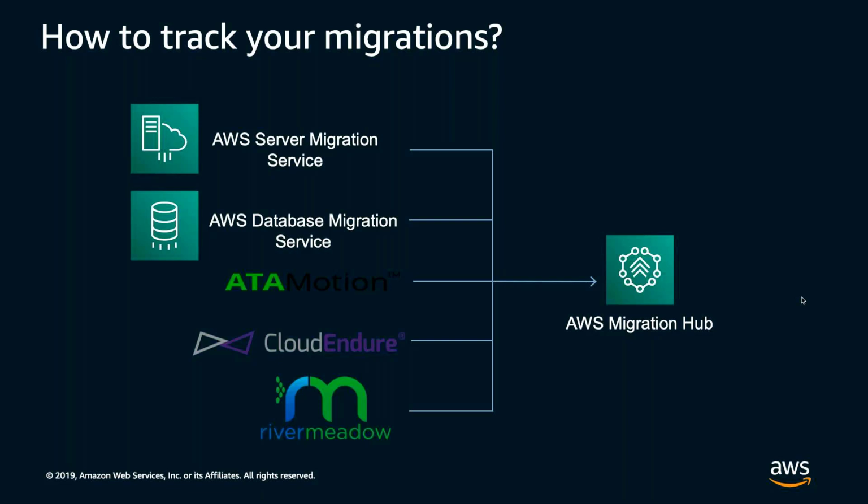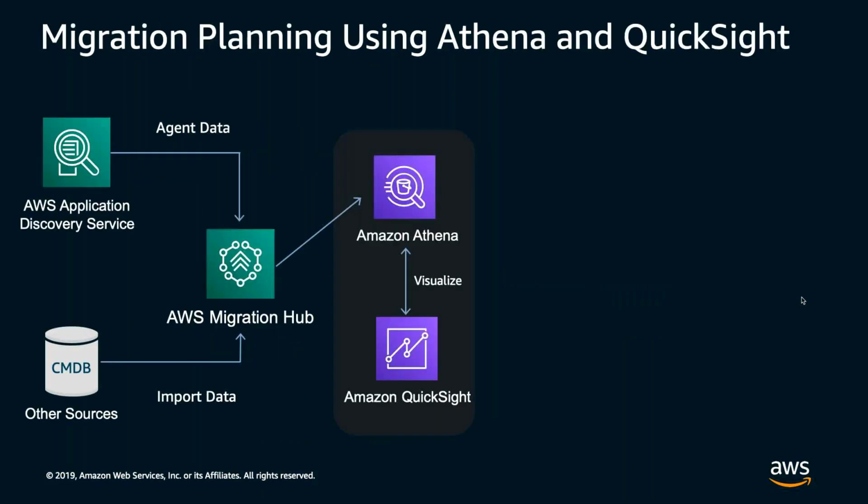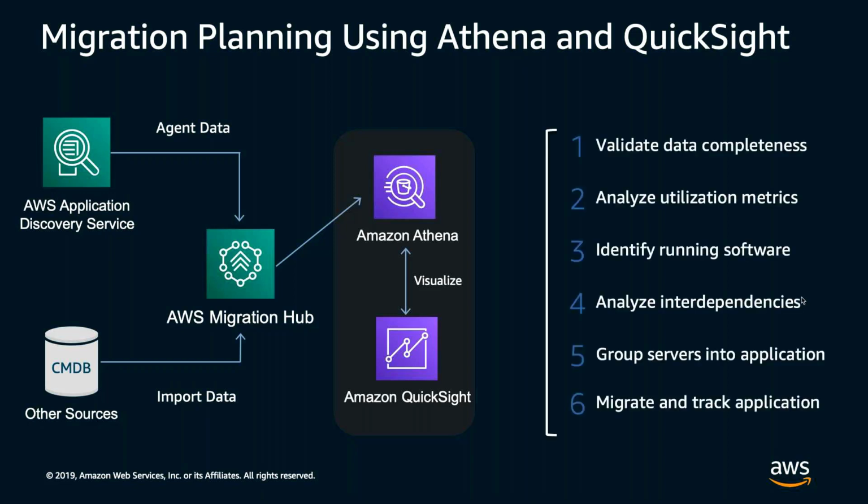So I want to talk a little bit more about the Athena and QuickSight example, and again, we're going to demo it. But as I mentioned before, this is a really powerful feature, and it allows your migration teams to build these complex queries and visualizations around the migration as opposed to crawling through a bunch of spreadsheets. And one of the things that's important to understand about a migration planning effort is you need to analyze not just the utilization and system information about your IT portfolio, but you need to think about all of the application level information.